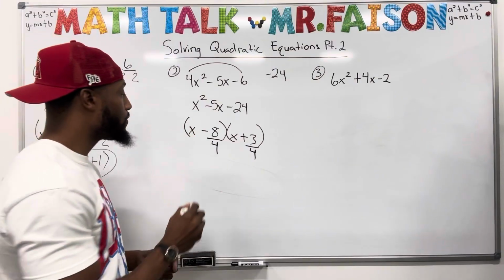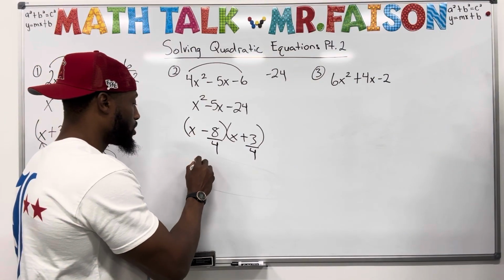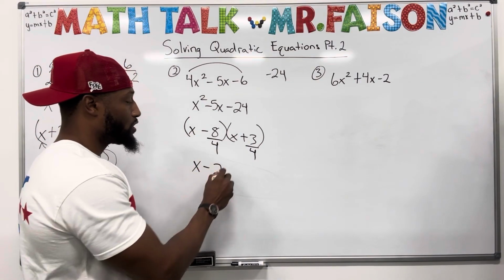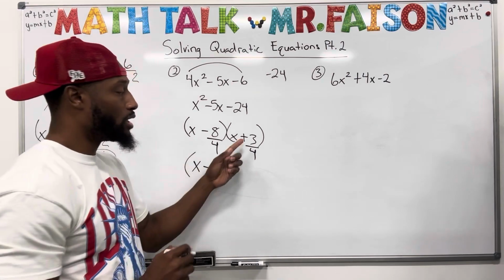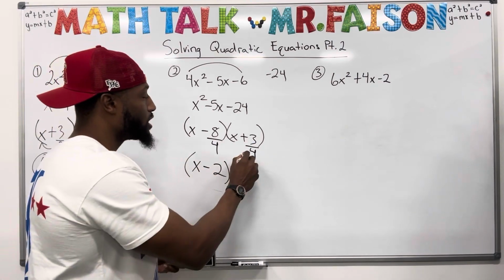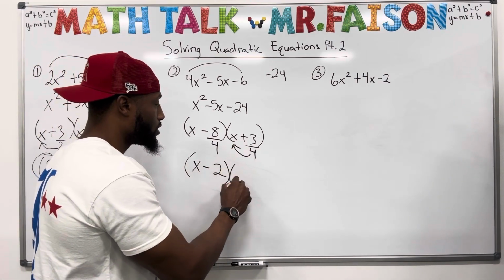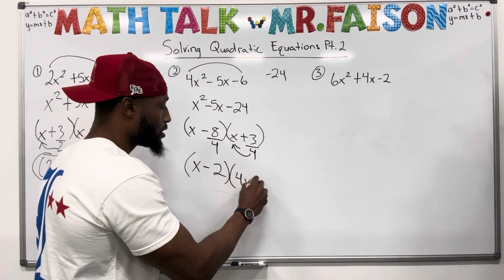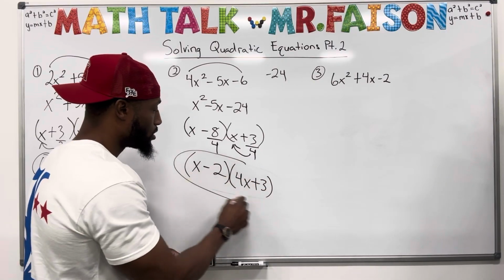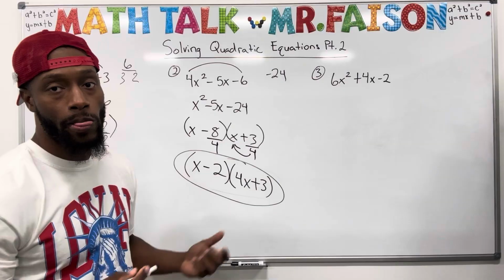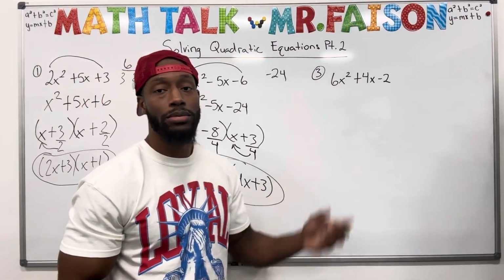Negative 8 divided by 4 is going to give me a negative 2. This won't divide evenly, so I have to take this 4 and move it to the front. We have now 4x plus 3. And that was my answer. All right. Moving over to problem number 3.